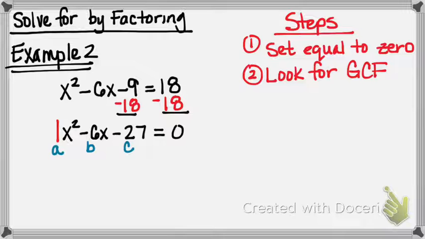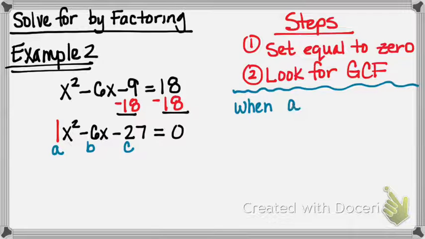Now, I want to make sure you understand that there is a shortcut. When A is 1, write this down. When A is 1, we can do a shortcut. Now, who learned how to factor with a box? Probably don't remember. Okay. There's nothing wrong with the box, but you only need to make a box if A is not 1. Did anyone know that? Okay, good. So for this example, A is 1.